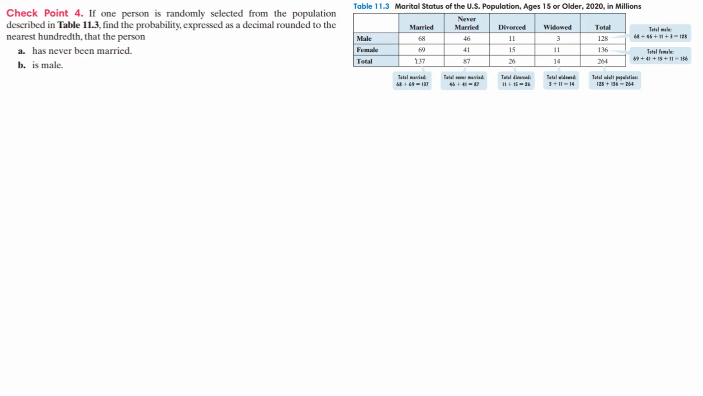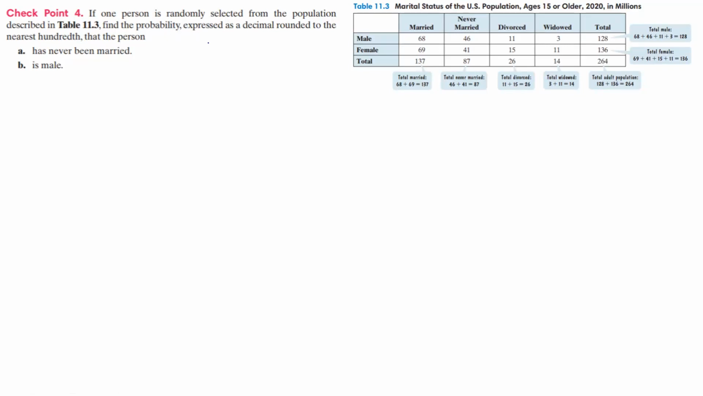Now, if we go down, we can see the total number married, total number never married, total number divorced, total number widowed. And then this gives us the total number of people in the whole thing. So we can either add across here or we can add down. In either case, 264 is the total of the whole population that we're looking at here.